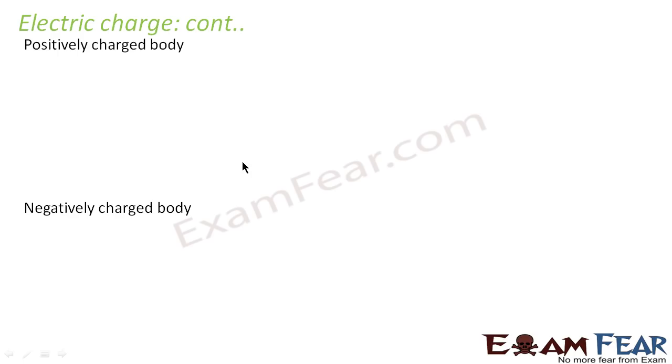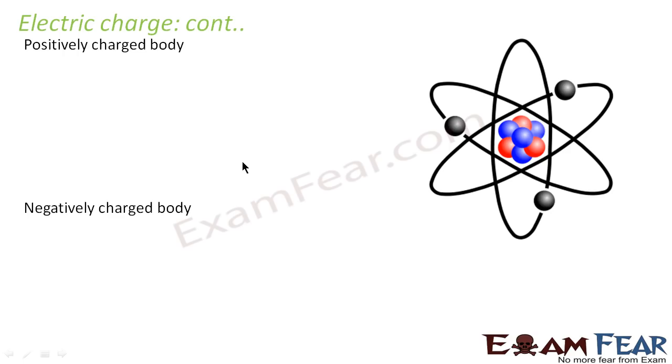I told you that electric charge is a property of matter, right? So what is matter? Matter is anything which we see around us that is made up of molecules. Molecules in turn are made up of atoms. I don't think I really need to write this because all of you are aware of this, but still. So matter is made up of molecules. Molecules in turn are made up of atoms, and atoms in turn are made up of electrons, protons and neutrons.